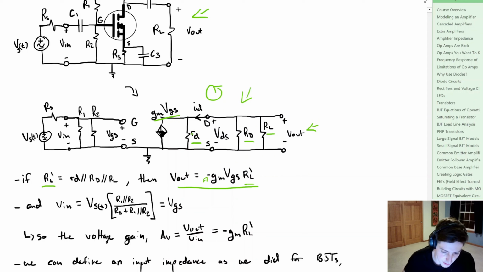Now our input voltage right here is simply the voltage divider between the parallel combination of R1 and R2, along with our source resistance. And that is actually what we are going to define as VGS. So now we could define our voltage gain given by A sub V as the output voltage divided by the input voltage. And that is going to be equal to a minus sign multiplied by the transconductance times RL prime.